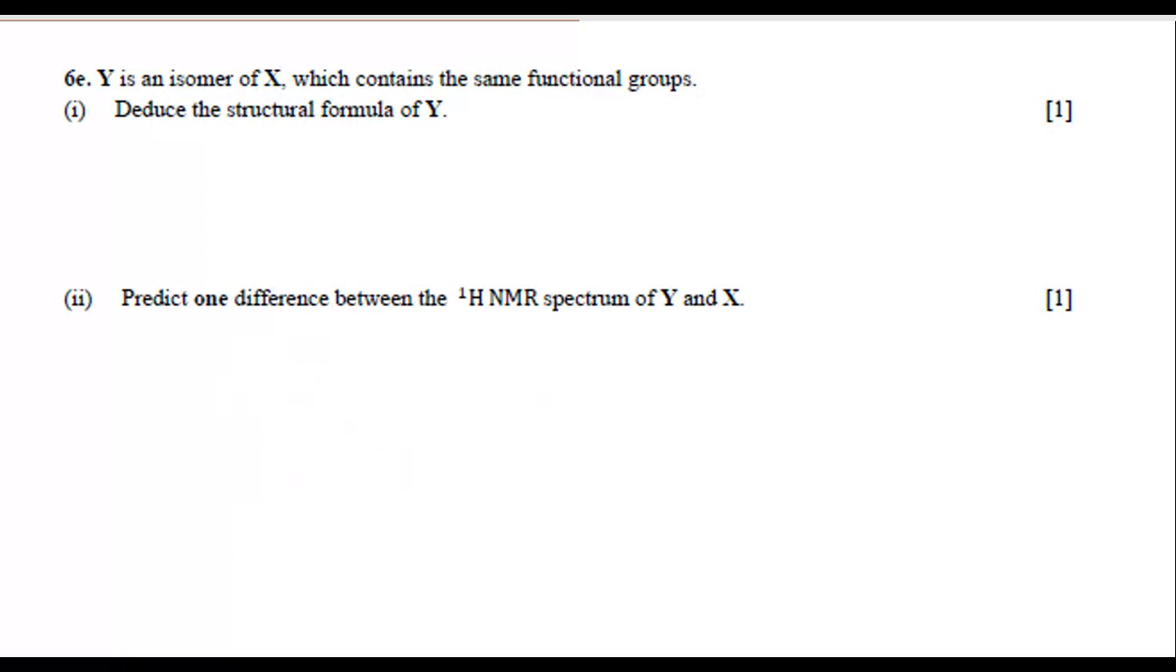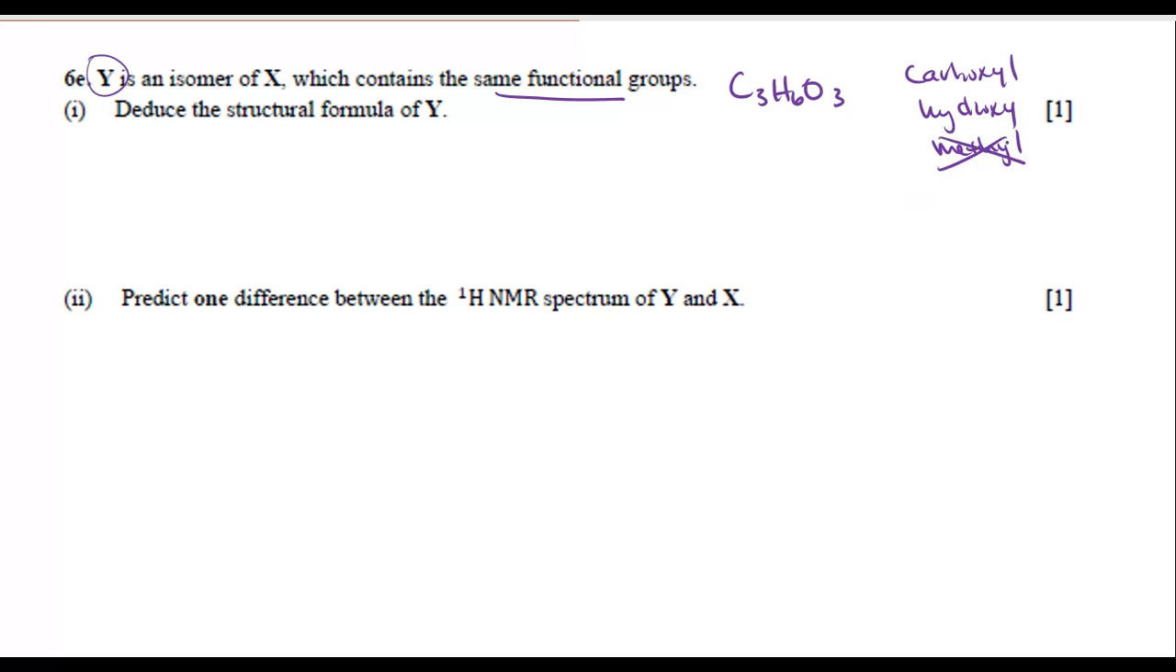All right, I've got an isomer, which means that it's going to have the same C3H6O3, and it has the same functional groups. So it has a carboxyl group, it has a hydroxyl group, and it has a methyl group.